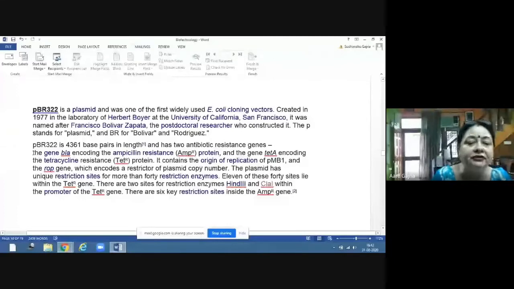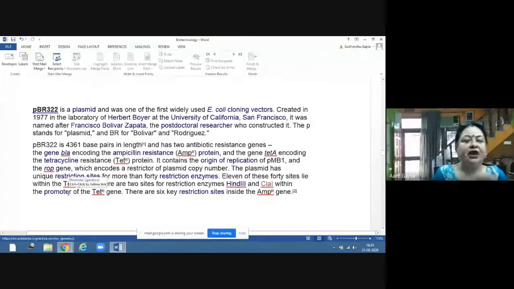Now, pBR322, what does this mean? P is for the plasmid, and B and R are named after the scientists who discovered them. So they are Bolivar and Rodriguez. So B is for Bolivar and R is for Rodriguez. So the plasmid was made by Bolivar and Rodriguez, and 322 is the code number. They have given different code numbers to the different vectors. So this 322 is the code number for this vector.